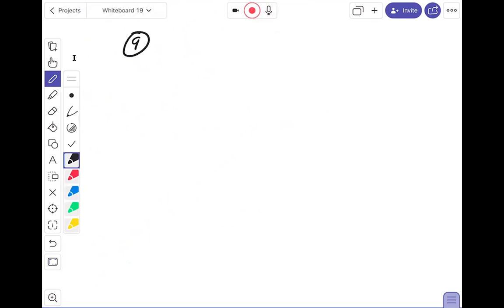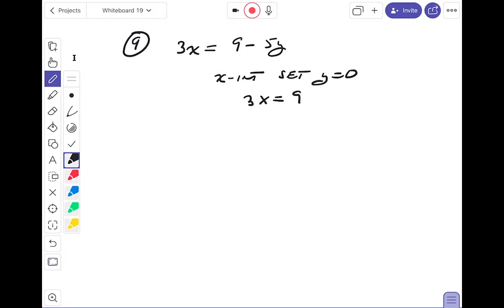And what's number 9? It's 3x equals 9 minus 5y. And what they say is find the x and y intercepts and graph it. Well, let's do this. Let's do the x-intercept first. Set y equal to 0. Well, if you do that, you would get 3x equals 9. And that's pretty simple because x would have to be equal to 3 in that case. So what's the x-intercept going to be? 3, 0. A very nice, easy point.